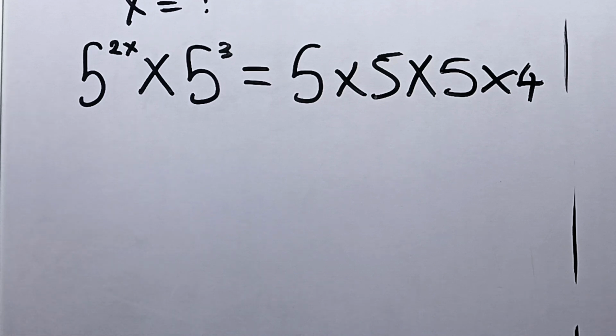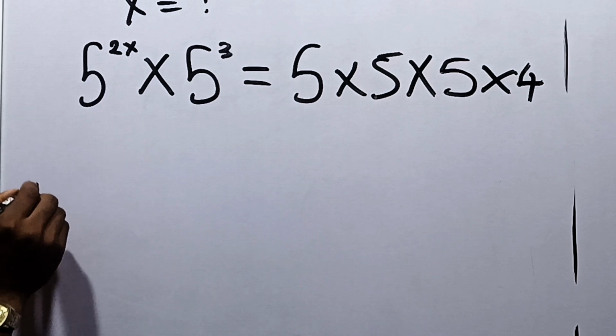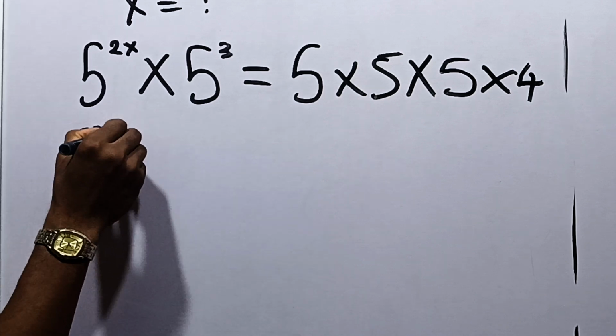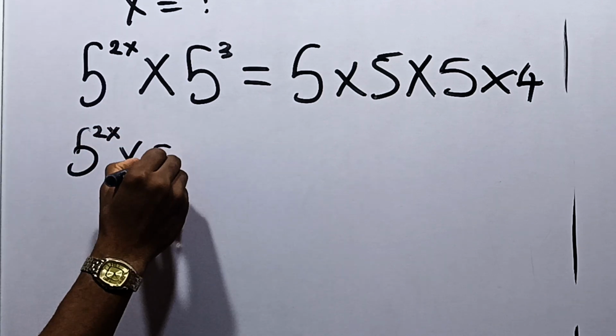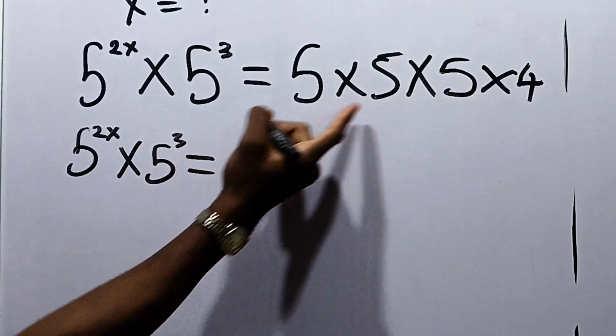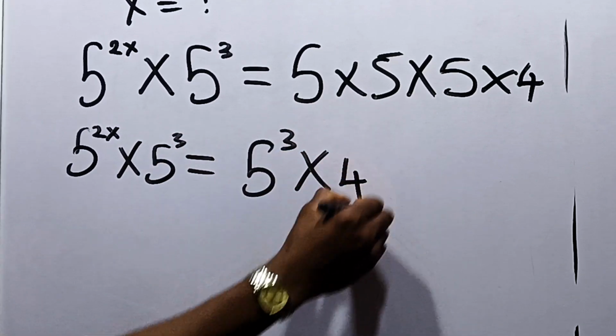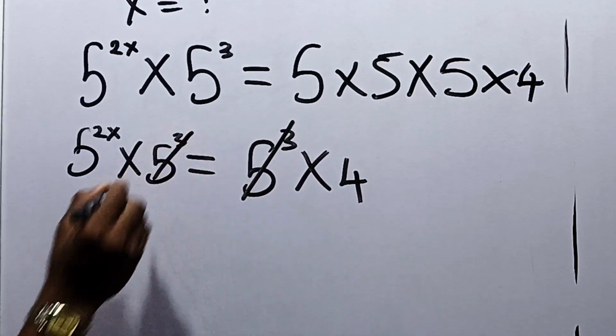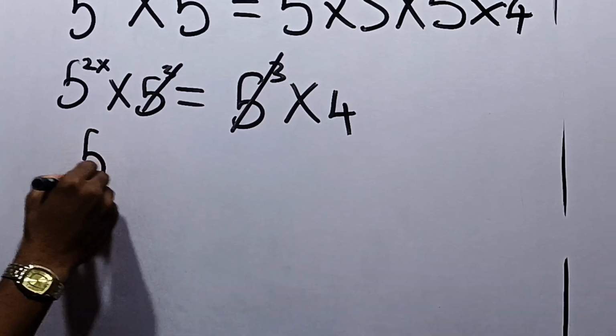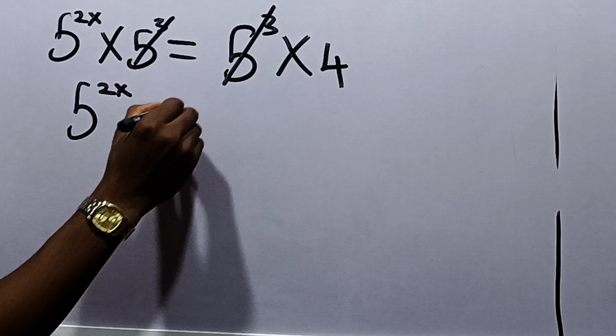So from where we have, 5 raised to the power 2x multiplied by 5 raised to the power 3 is equal to 5 times 5 times 5, which is 5 to the power of 3, times 4. Okay, 5 to the power of 3 cancels on both sides. So we're left with 5 raised to the power 2x equal to 4.